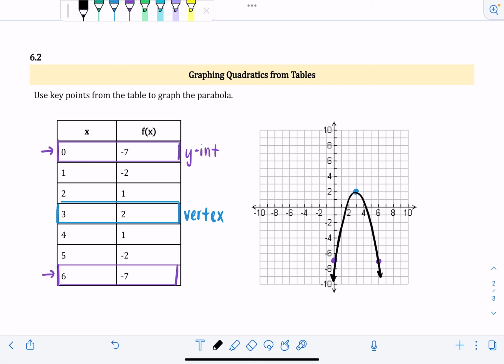But like I said, if you want to graph all the points, you can graph all the points. It just takes a little bit longer. So our goal is to be more efficient, but do what you need to do to get to the correct answer.